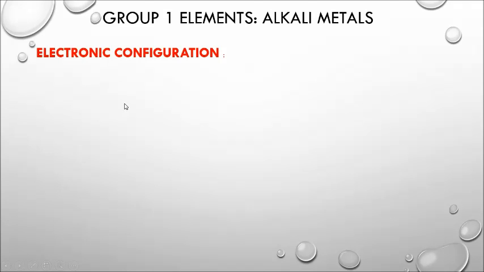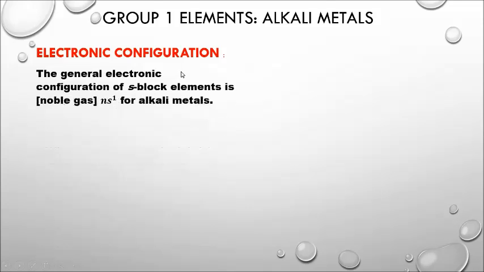And what about their electronic configuration? As we know, the general electronic configuration for the S block elements is ns1 or 2. Here we have group 1, so we will have only ns1. Only one electron will be there in the outermost shell. Or in other words, the general electronic configuration can be written as square bracket, inside that the nearest noble gas, and then the outermost electron ns1 for the alkali metals. This is the other form of electronic configuration.